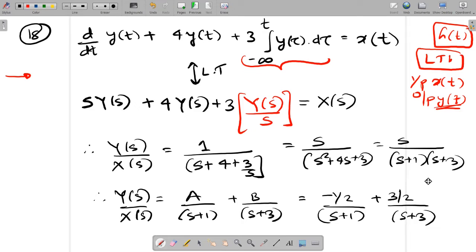So therefore you get y of s upon x of s. Have you got the answer? No. Okay, what is asked? H of s is asked. Sorry, H of t is asked, and you have got y of s upon x of s.